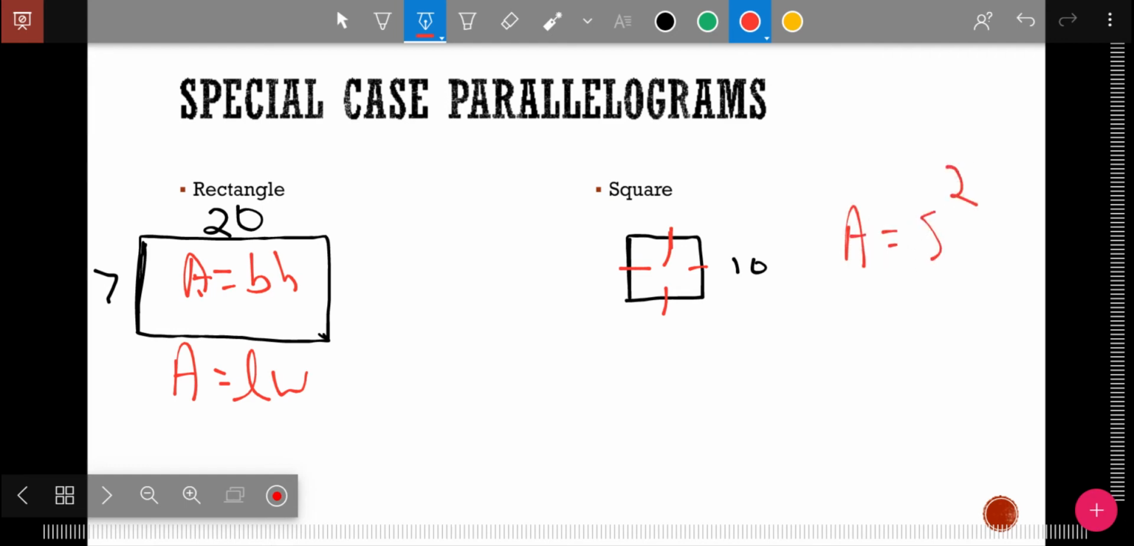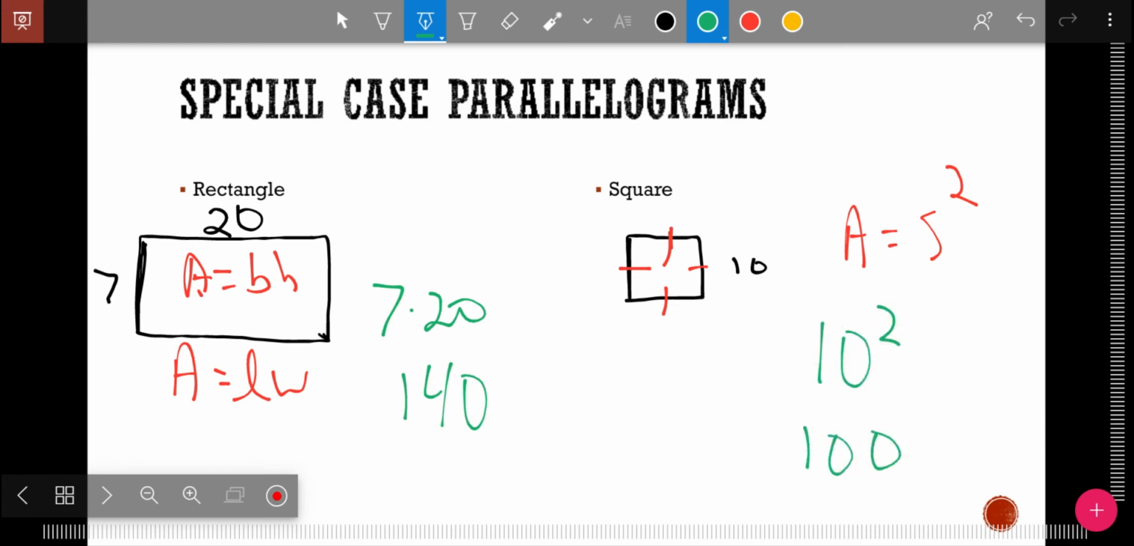Right? So over here, doesn't matter how you're looking at it, 7 times 20 is 140. Here, 10 times 10, or 10 squared, is 100. And so they're all length times width or base times height. Rectangles and squares are like that. Square also has the one of side squared. So they're special cases just because base and height are the same as length and width.